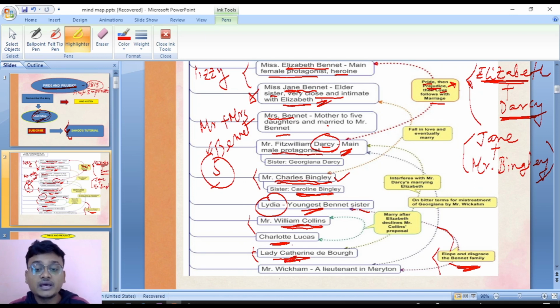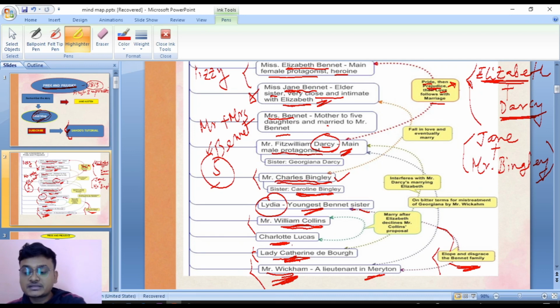And Mr. Wickham, who is a lieutenant in Meryton, who will elope with Darcy's family agent. Mr. Wickham at the very beginning will attract Elizabeth. That is Mr. Wickham, or George Wickham.